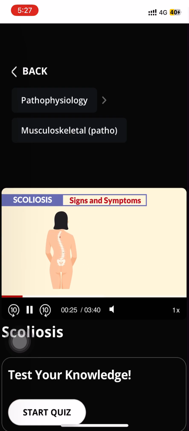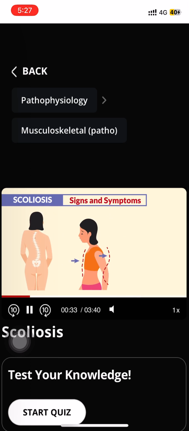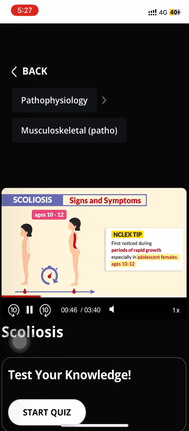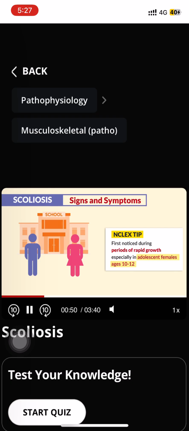Now for the signs and symptoms. This S-shaped spine can cause mild to severe pain, and the stiffened spine can make it hard to move. In severe cases, it can cause deformity of the chest cavity, similar to what is seen in kyphosis. Now, it's first noticed during periods of rapid growth, especially in, key terms, adolescent females, ages 10 to 12. Huge NCLEX tip. Screening is done for schoolgirls between those ages and boys between 13 and 14.